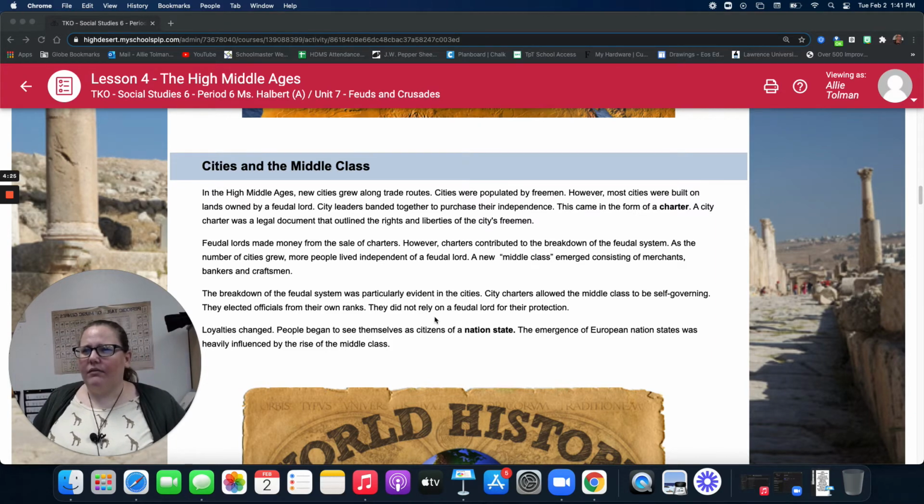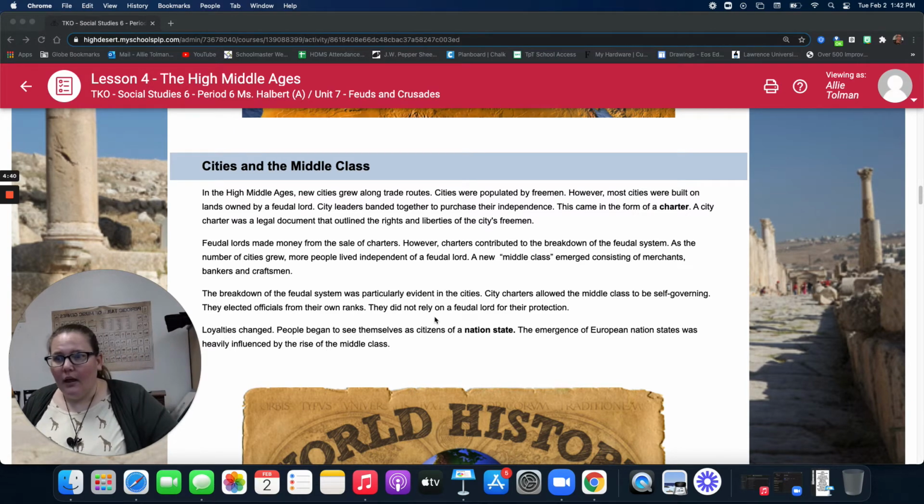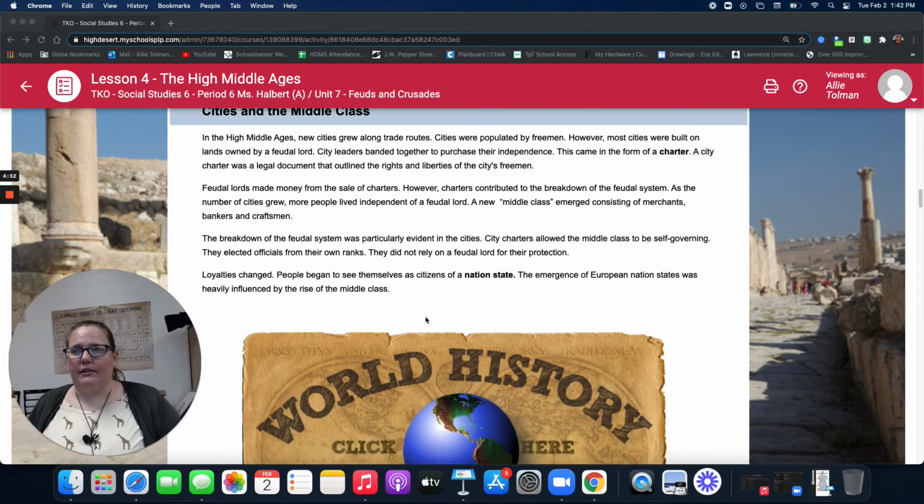Feudal lords made money from the sale of charters. However, charters contributed to the breakdown of the feudal system. As the number of cities grew, more people lived independent of a feudal lord. The new middle classes emerged, consisting of merchants, bankers, and craftsmen. The breakdown of the feudal system was particularly evident in the cities. City charters allowed the middle class to be self-governing. They elected officials from their own ranks, and they did not rely on a feudal lord for their protection. Loyalties changed.